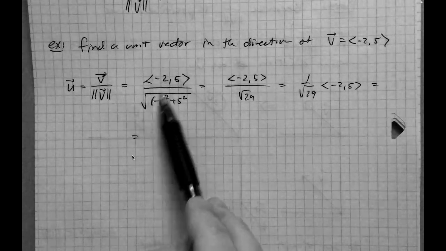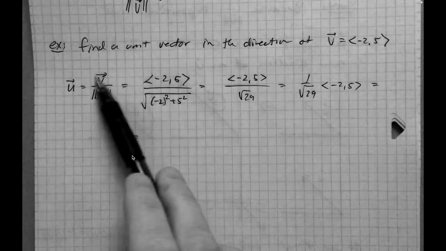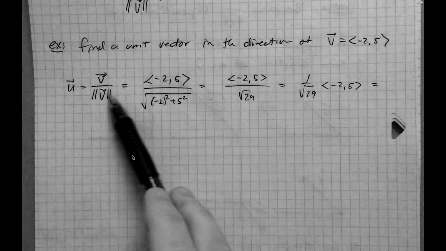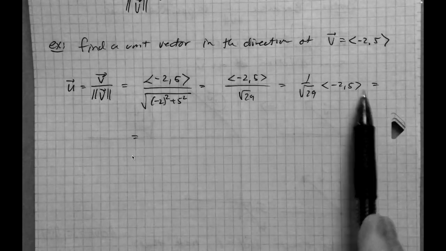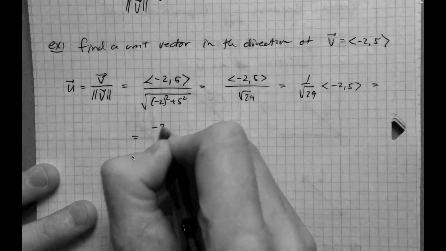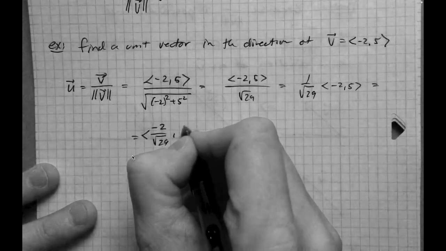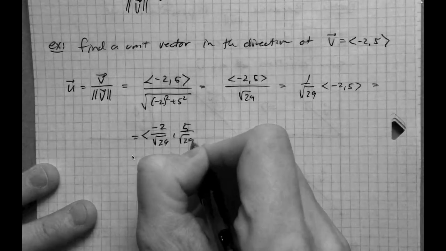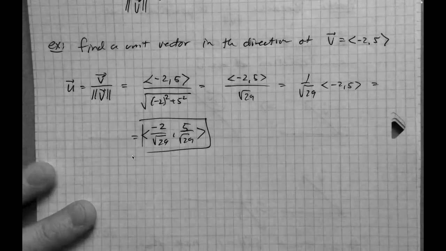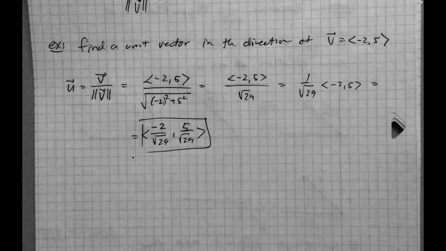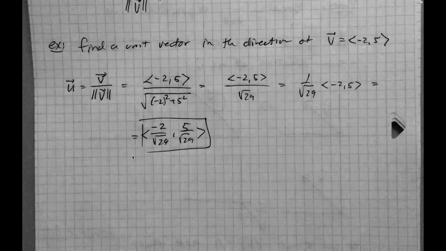So just keep in mind that this is just one way to write it. The numerator is this vector, the denominator is a scalar. It's really just scalar multiplication, though. So this would be -2 over the square root of 29, 5 over the square root of 29. And this is your vector in the same direction as v.